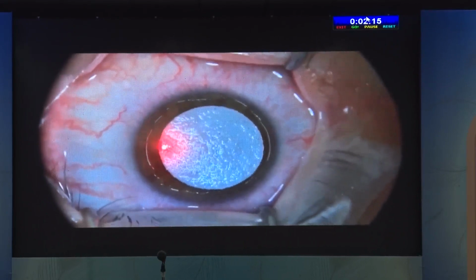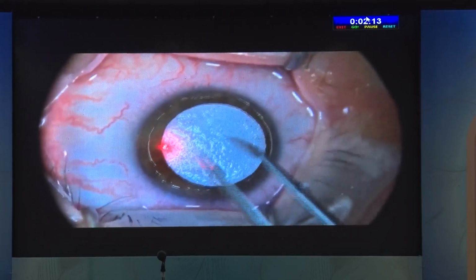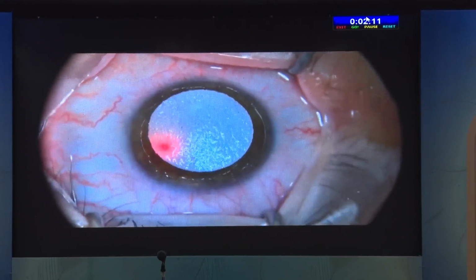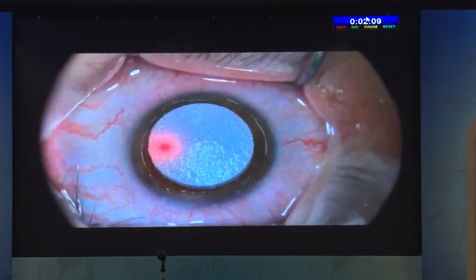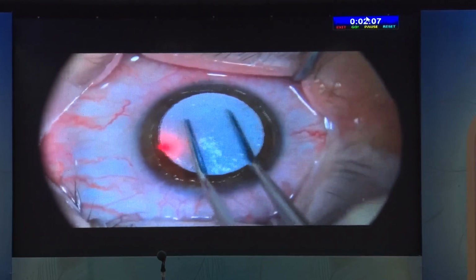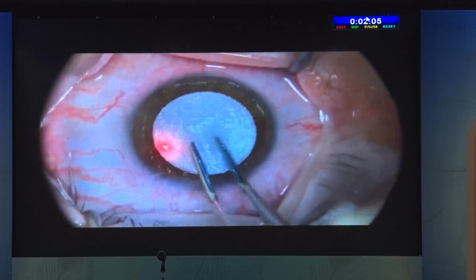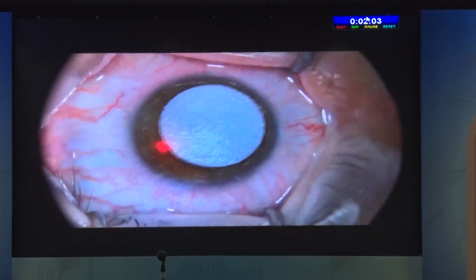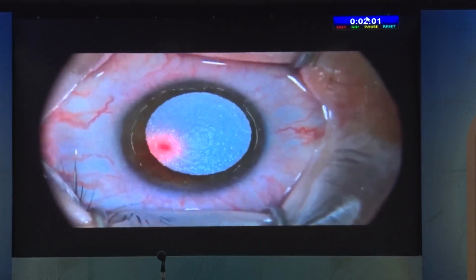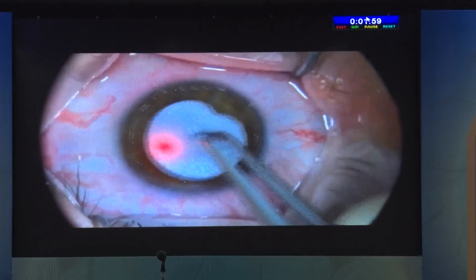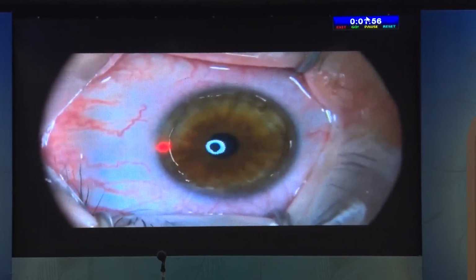So you can soak blotting paper of about 7 to 8 millimeter diameter and put it on the ablated surface for about 20 seconds to 40 seconds depending on the amount of ablation that has been done, and after that it has to be thoroughly washed and the surface covered with a bandage contact lens.